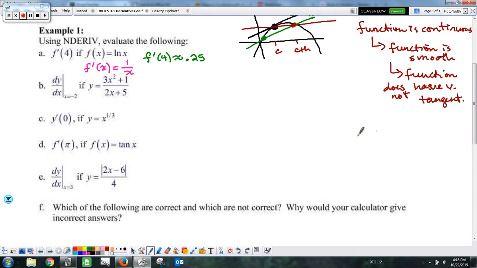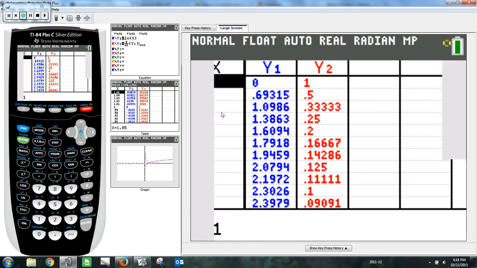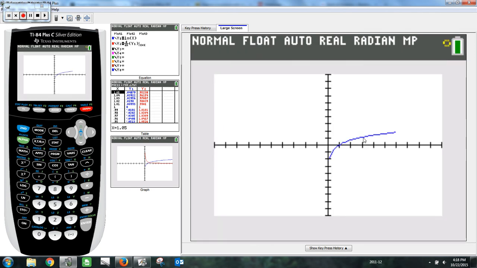And the calculator had no problems with that derivative, because when we take a look at that graph, where I was trying to find the derivative at 4, that graph was smooth and continuous and has no vertical tangents. So the calculator was perfectly fine with calculating those derivatives.